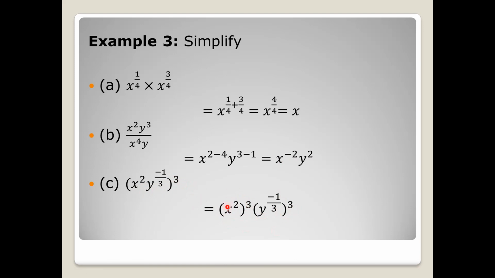Here, x to the power 2 to the power 3, this is similar to the previous examples. We apply the third rule where we have to multiply 2 and 3. So we will get x to the power 6. And we have to multiply here minus 1 over 3 times 3, that is y to the power minus 1. So the answer will be x to index 6 times y to index minus 1.